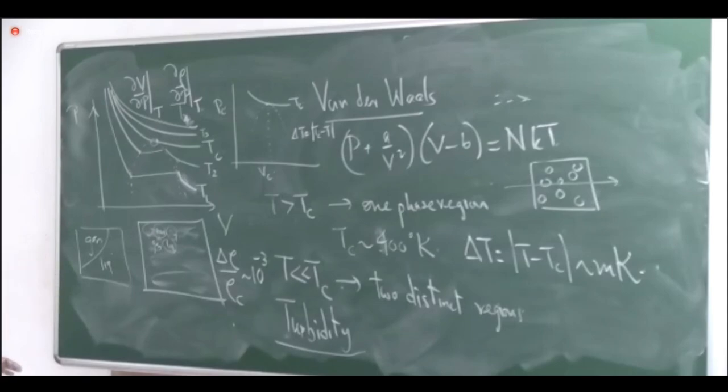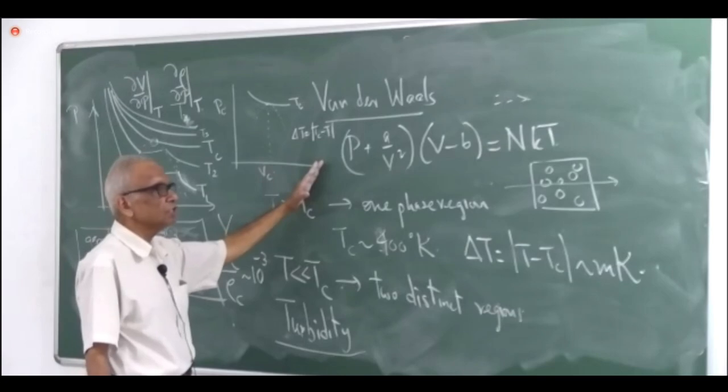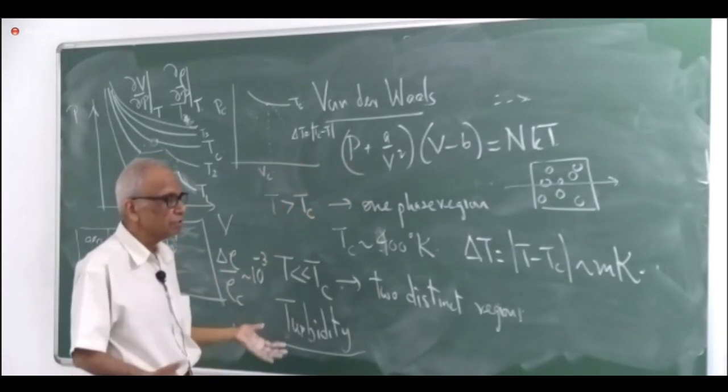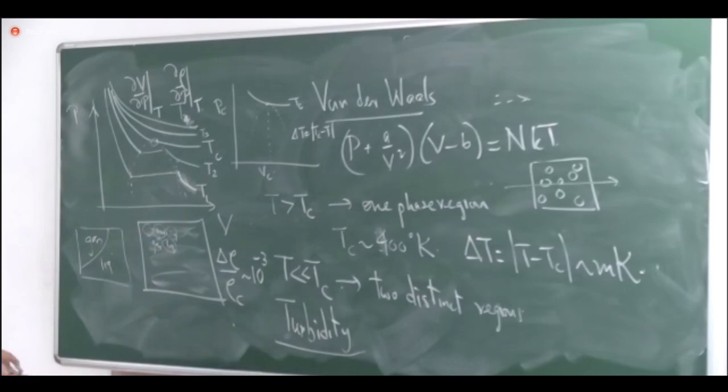In the next class, we are going to see how van der Waals' equation leads to the critical behavior. What does it say about the coexistence region? What does it say about the susceptibility and things like that? And why it disagrees with the more sophisticated experiments which were to follow 50 years later and thereafter. So the next class would be all about this. All right, to conclude, let's come back to what I started with.